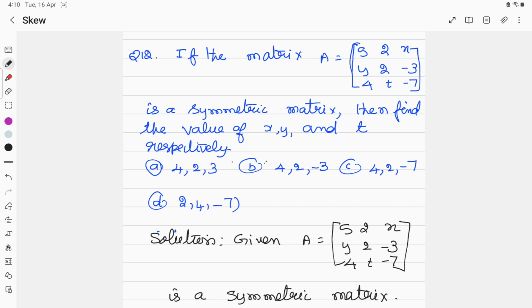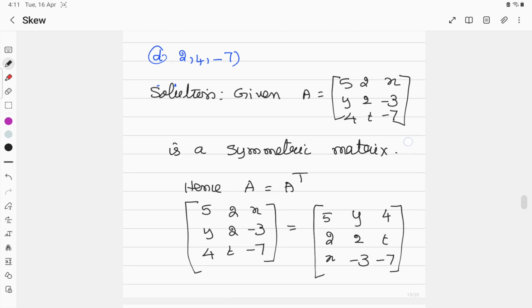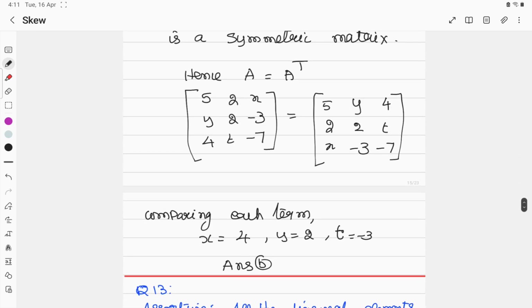Given A is a matrix of order 3. Given that it is a symmetric matrix, therefore A is equal to A transpose. So A transpose becomes, as rows and columns are interchanged, we get the transposed matrix. Equating like terms, x is equal to a13, so x is equal to 4.